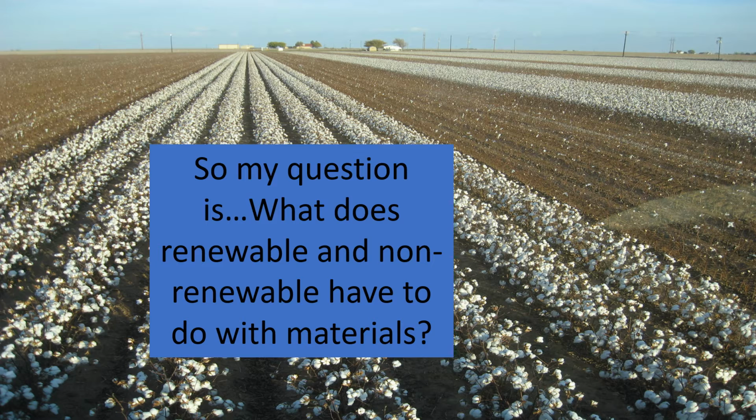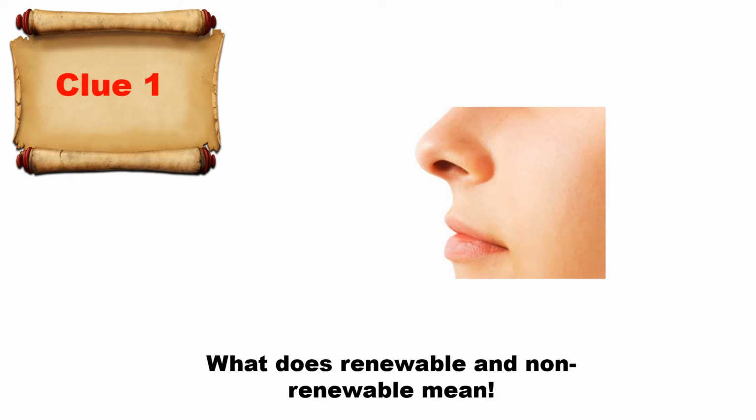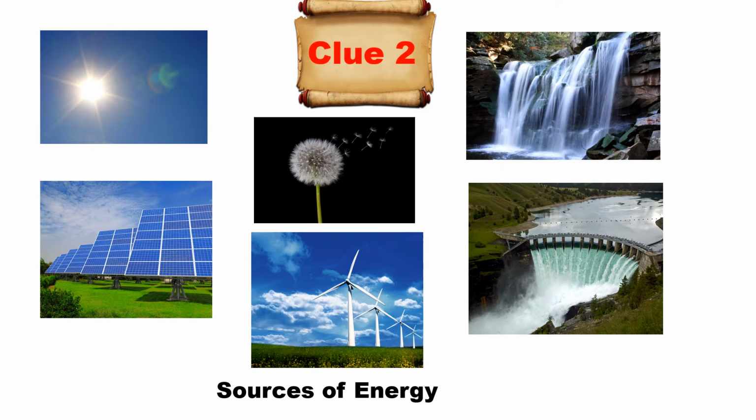Here behind you see the cotton fields. All right, so clue number one is, what does renewable and non-renewable mean? We have somebody who is smelling the air. Renewable natural materials are constantly being regenerated like the air, making them nearly unlimited. Like all natural resources, some resources are sources of energy, while others are useful raw materials.